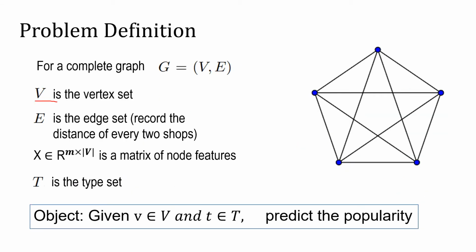V is the vertex set, and every shop is represented as a node here. E is the edge set. It records the distance of every two shops. Because all the shops are logically connected with each other, this is a complete graph. We record the features of each shop: the average price, popularity, ratings. T is the set of all possible types. Here, the problem is: given a shop location and a type, we want to predict the popularity. We want to use a graph neural network to calculate the embedding vectors of node V and the type T, and then use a recommendation method to predict the popularity.